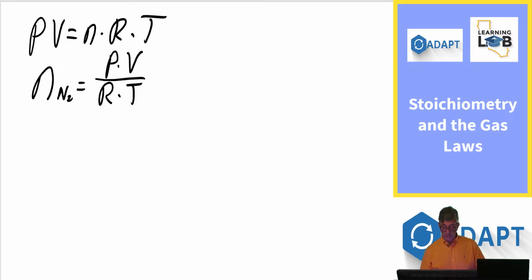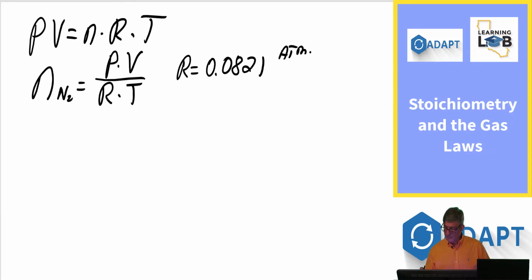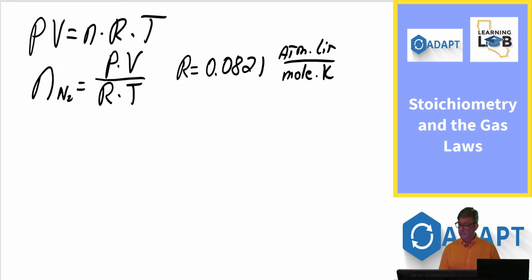What we want to be careful about is that all the values we use are in the correct unit system, and what by and large dictates our unit system is the value of the R constant. The R constant equals 0.0821 atmospheres liters per mole Kelvin. So all the other terms, before we perform the calculation, have to be in these units. We need to make sure that the pressure is in atmospheres, the volume is in liters, and the temperature is in Kelvin.